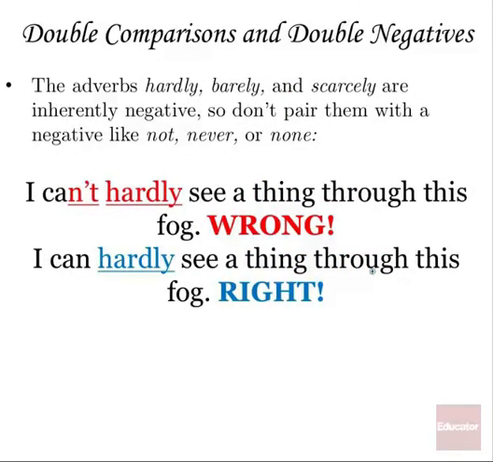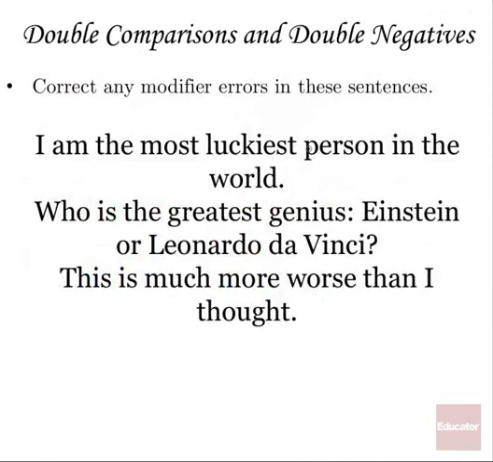All right. The adverbs hardly, barely, and scarcely are inherently negative. Every time you use them to modify an adjective, you're being negative. So, don't pair them with a negative like not, never, or none. So, you may have heard someone say, I can't hardly see a thing through this fog. Wrong. You say, I can hardly see a thing through this fog. Hardly creates your negative, and you only need one.